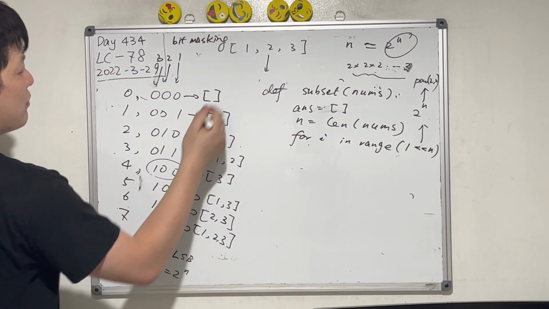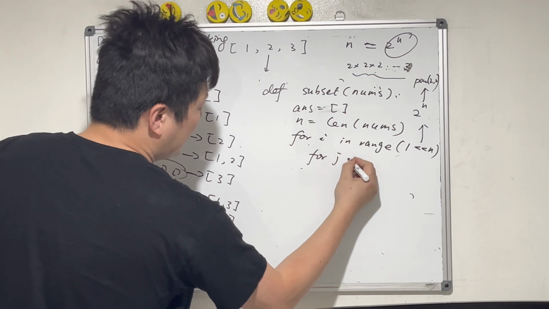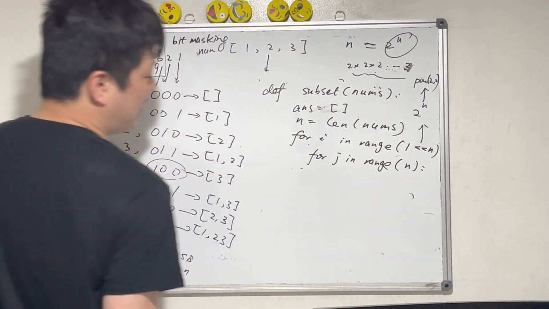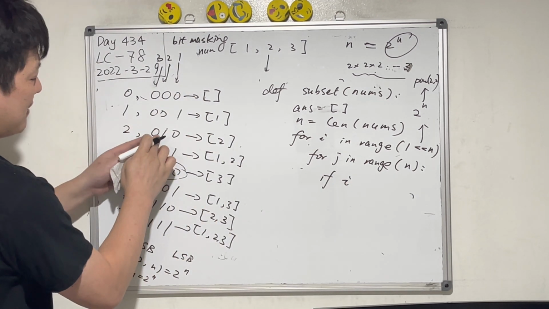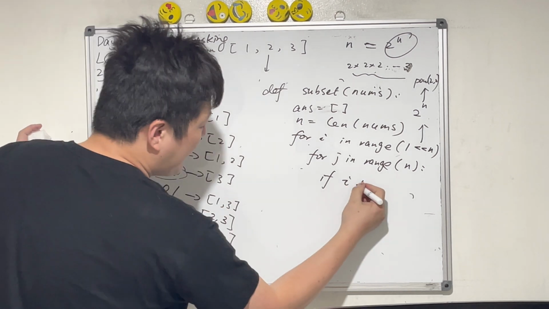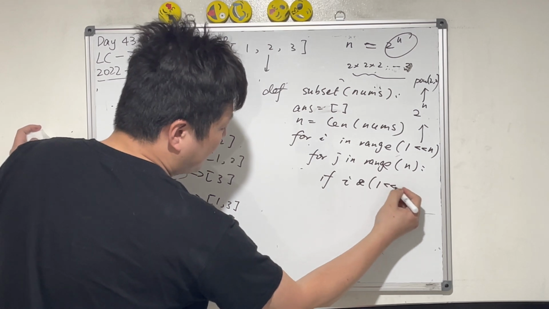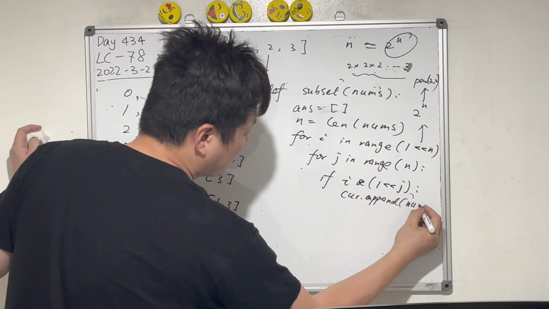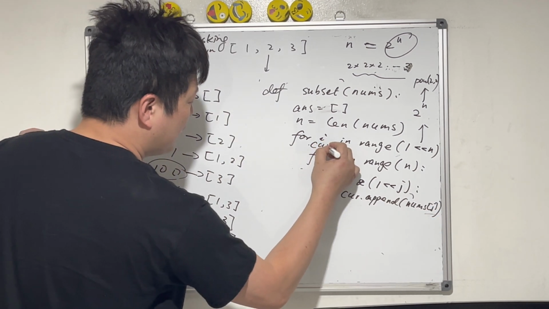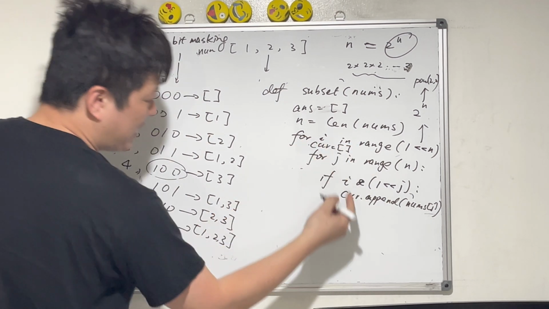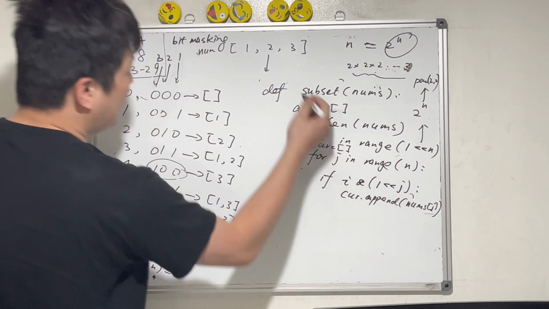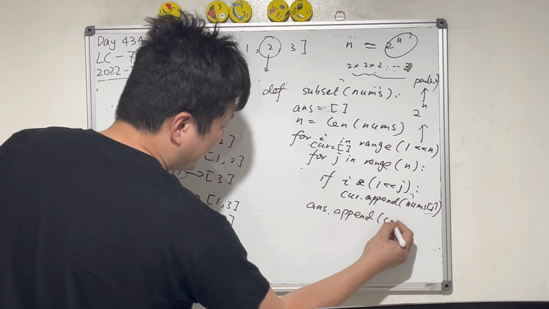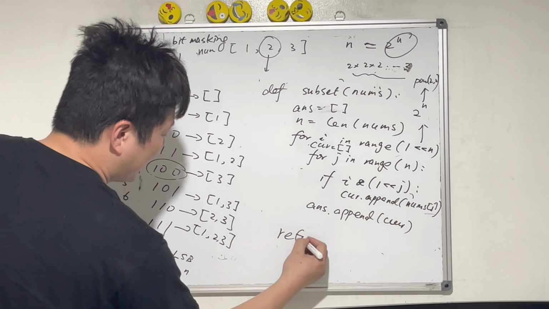Now we go through this i. Now we need to go through these numbers. So for j in range n, we want to check each element to see if it's 1 or 0. I want to check this number, j, and i, this is binary, with 1 shifted j. Then I do current.append(nums[j]). I'm going to tell you why. At each round, current is an empty list, and if this bit is set, we include that number in the current set. Then for each round, we have a new subset, so answer.append(current). And then return answer.